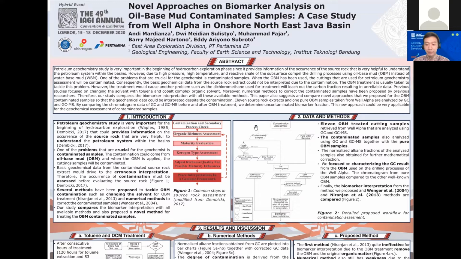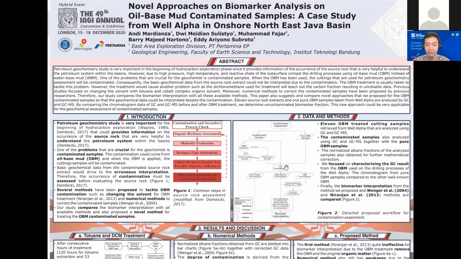Here is the detailed workflow for contamination assessment that we propose. First, for the contamination assessment, we use two data sets, contaminated samples and pure OBM samples. The contaminated samples are then treated to remove OBM. There are two options, which are DCM treatment and toluene treatment. Then the DCM treated samples, together with the contaminated samples and the pure OBM samples, are analyzed using gas chromatography and gas chromatography mass spectrometry.